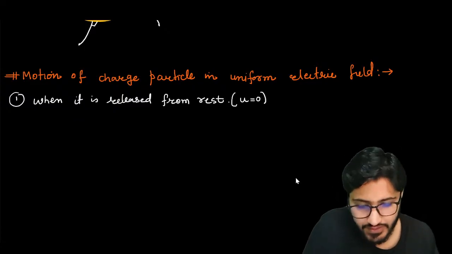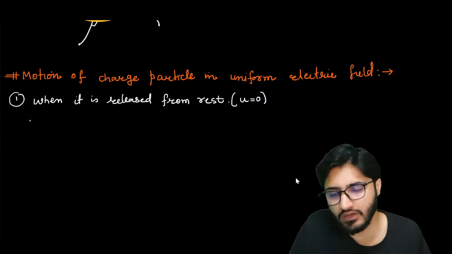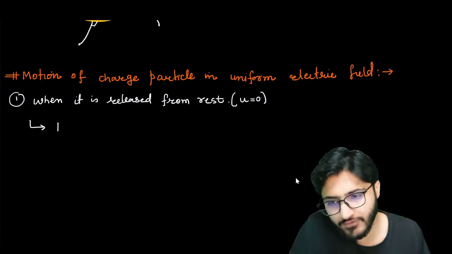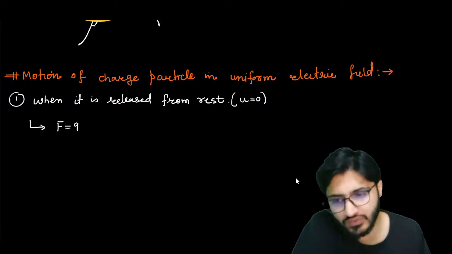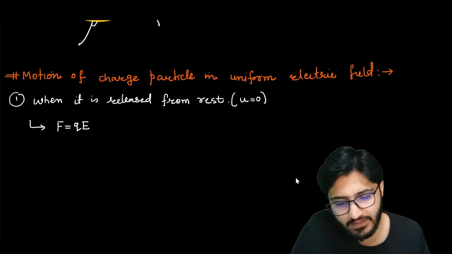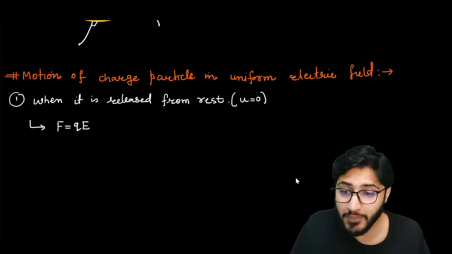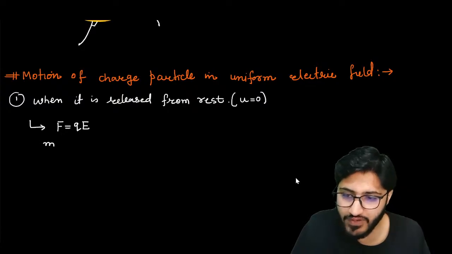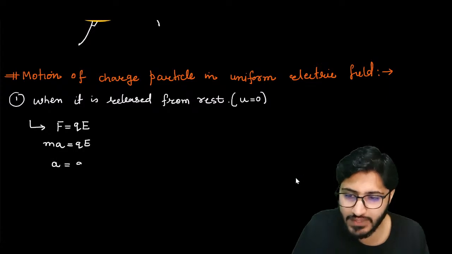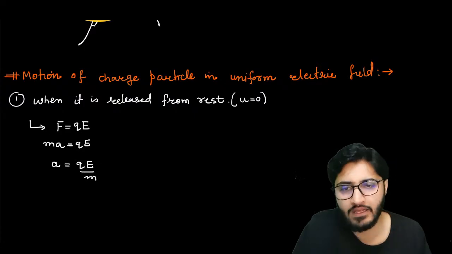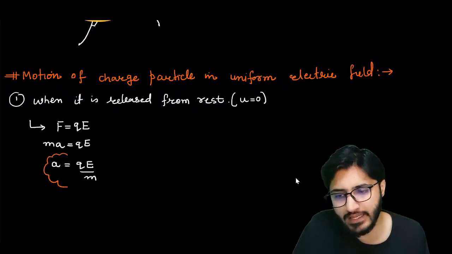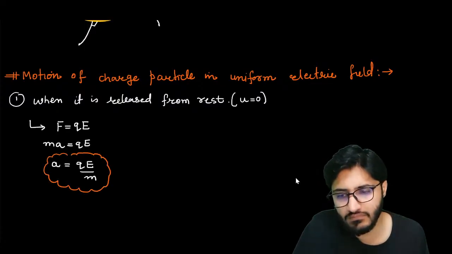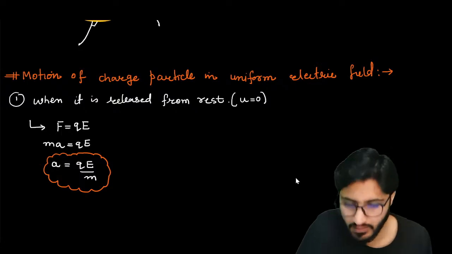If my initial velocity is zero, how can we get it? Look now. First thing, force is equal to charge into electric field. We know this equation very well. And from kinematics, force is equal to mass into acceleration, equal to charge into electric field. So by this equation, the acceleration of the charged particle would be equal to QE by M. Very easy.